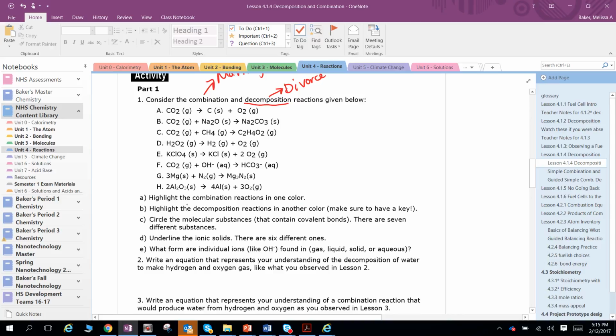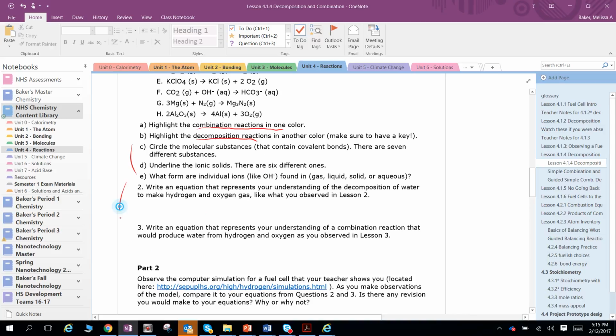And then, oh, actually it tells you to highlight one in one color and highlight the decomposition in another color. And then there's some other things that you're supposed to do too. So take a few minutes and actually go all the way through questions 1, 2, and 3.